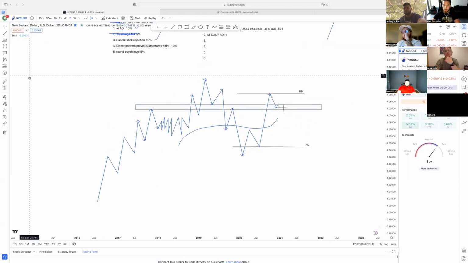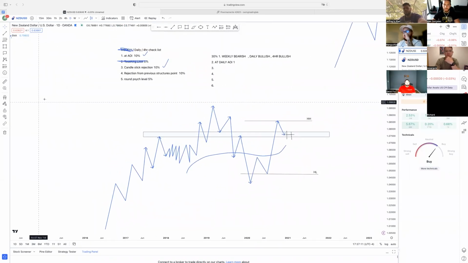So for this example right here, are we at the previous structure point? Type 1 if yes, type 2 if no. Are we at the previous structure point? So I actually confused you guys. This is not the previous structure point. This is the previous structure point. You guys are seeing how this was the last point before we created this new higher high.